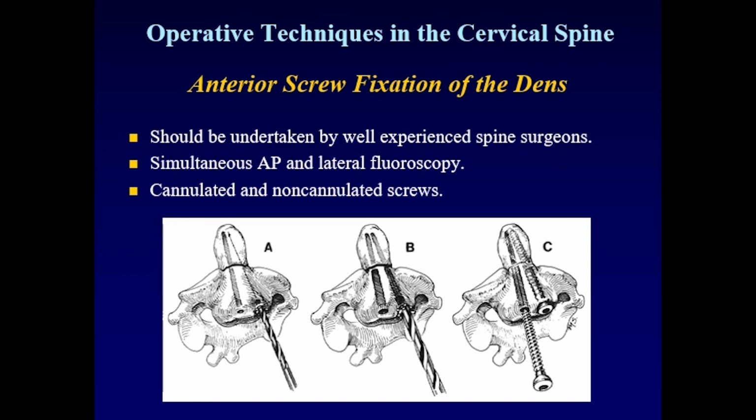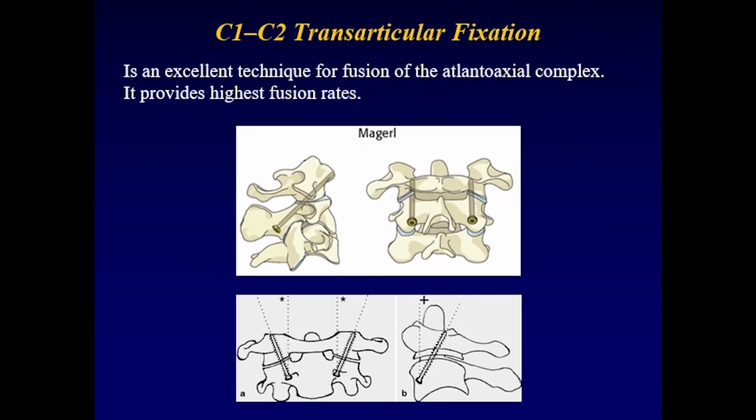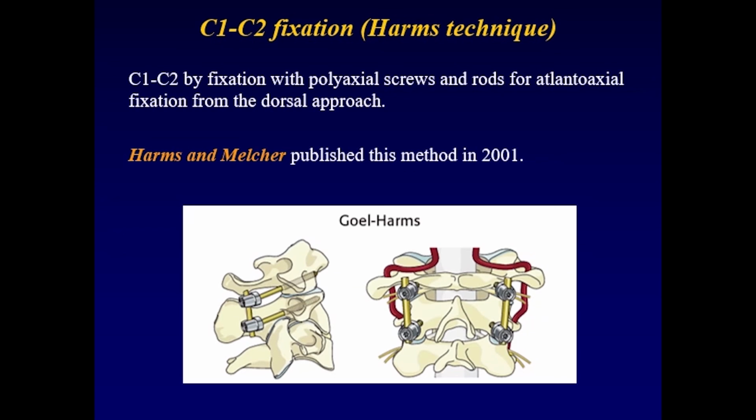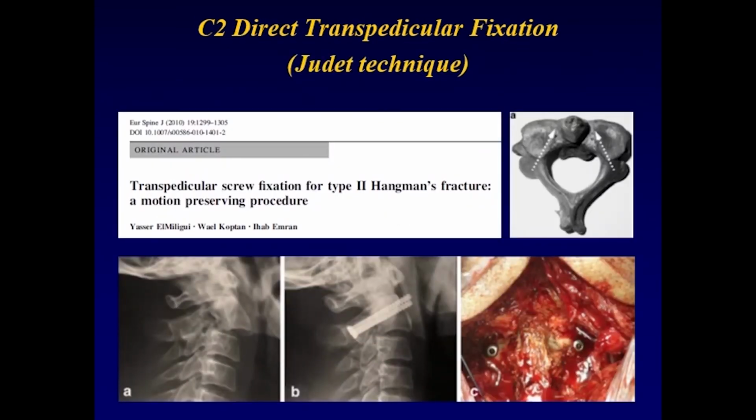C1-C2 transarticular fixation, whether from the back or from the front, C1-C2 fixation by Harms technique, including polyaxial screws in the lateral mass of C1 and in the pedicle of C2, Judet technique for the reduction of hangman's fracture, and actually we published this technique in 2010 in type 2 hangman's fractures, and lateral mass fixation.